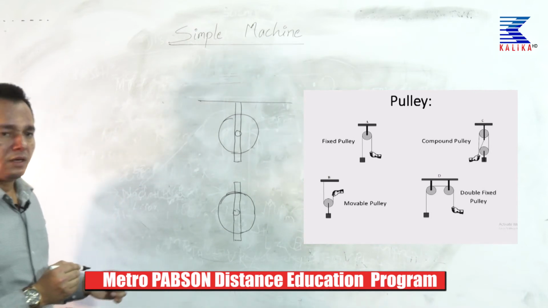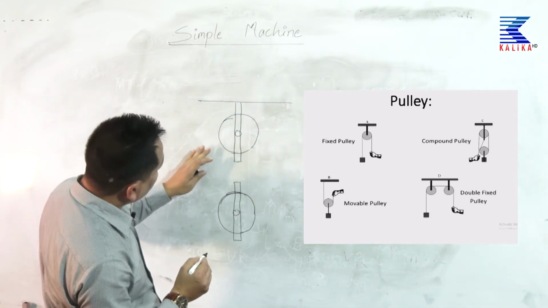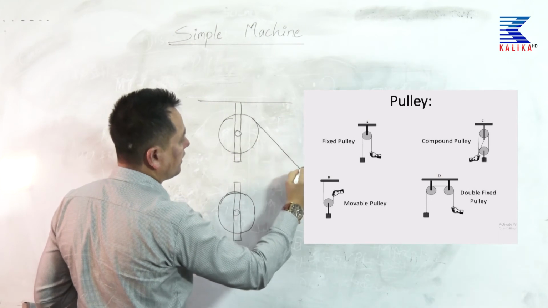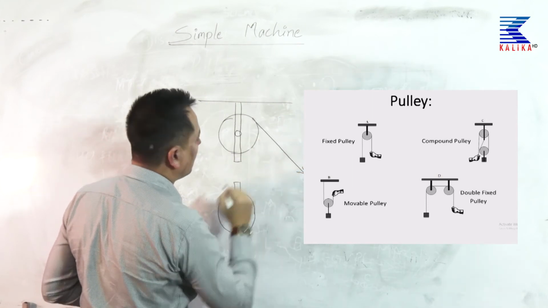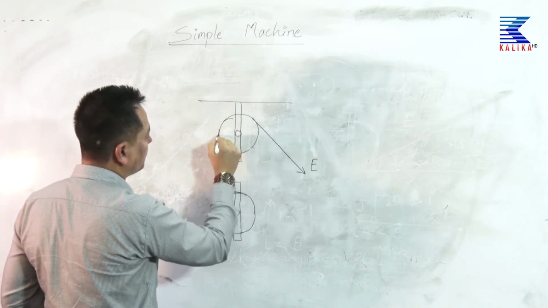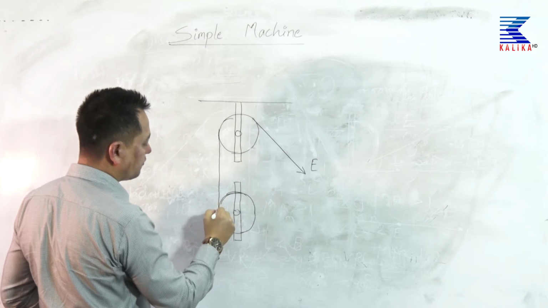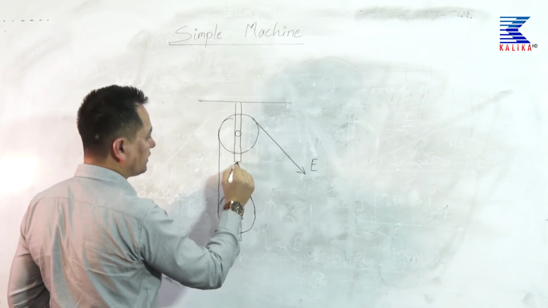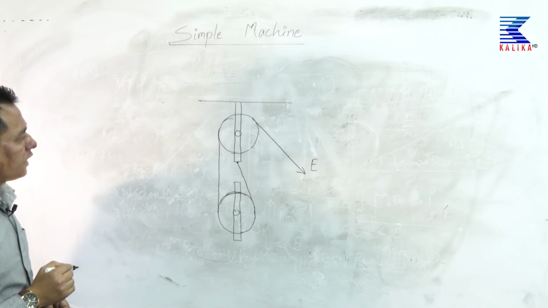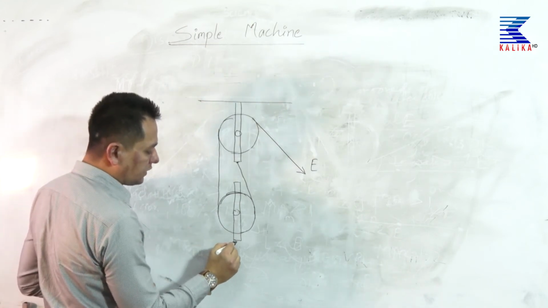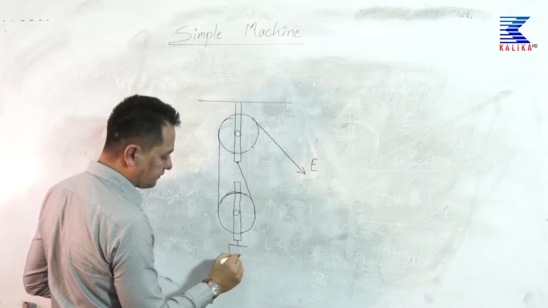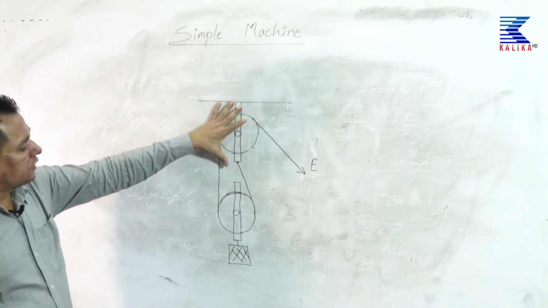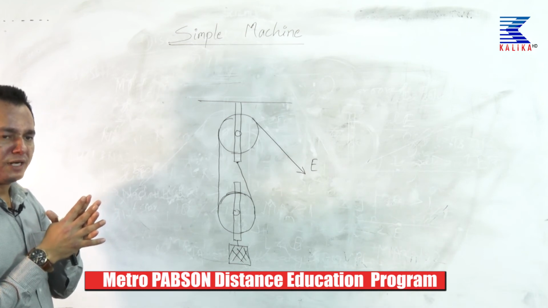See here, in this combined pulley system, I have drawn two pulleys. This is one end of the rope where we apply effort, and this rope goes down to the lower pulley, and from this lower pulley it goes up and gets attached to the upper pulley. The load is attached to the lower pulley here. It is like a fixed pulley and a movable pulley combined together. So this is a combined pulley system.